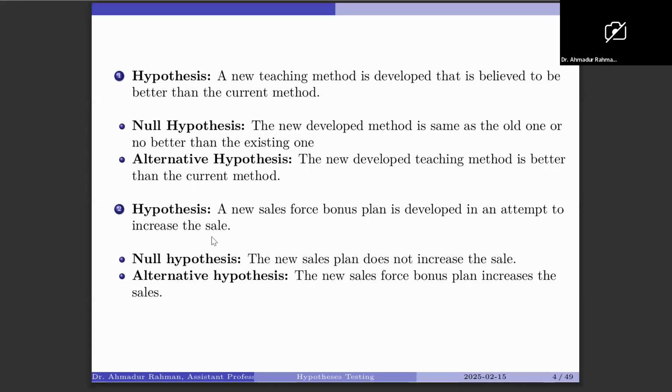For example, we have considered two examples. A new teaching method is developed that is believed to be better than the current one. For this statement, we set a null hypothesis saying that the newly developed method is the same as the old one, or no better than the existing one. As I have given you the example of the medicine, this is also saying the same thing. When we say that the new teaching method and the old teaching method are the same, it means one is no better than the other. The same thing applies to sales also.